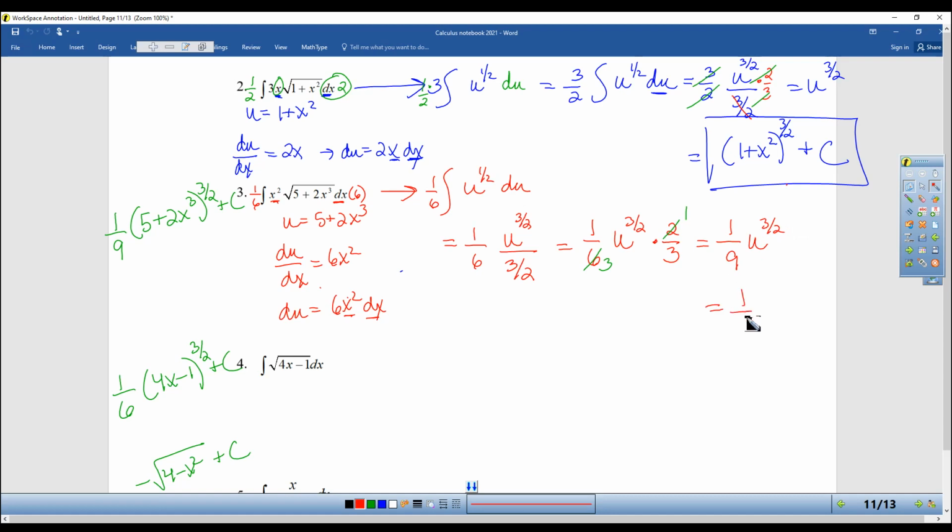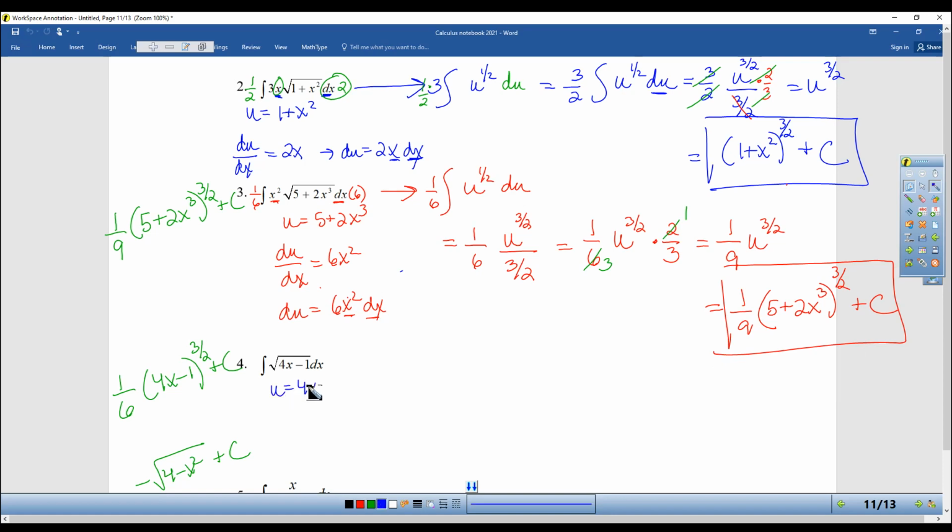And my final answer is 1/9. You do have to replace the u back: (5 plus 2x cubed) to the 3/2 plus c. This is my answer. I hope you're catching on. I hope you try the next one on your own.